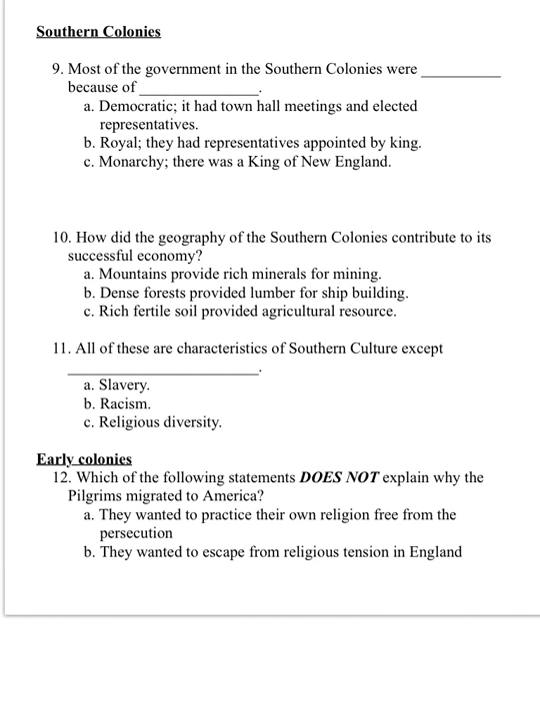Number 11. All of these are characteristics of southern culture except A, slavery, B, racism, or C, religious diversities. So one of these is not a characteristic of southern culture. The one that is not the characteristic of southern culture is the one that's going to be the correct answer.